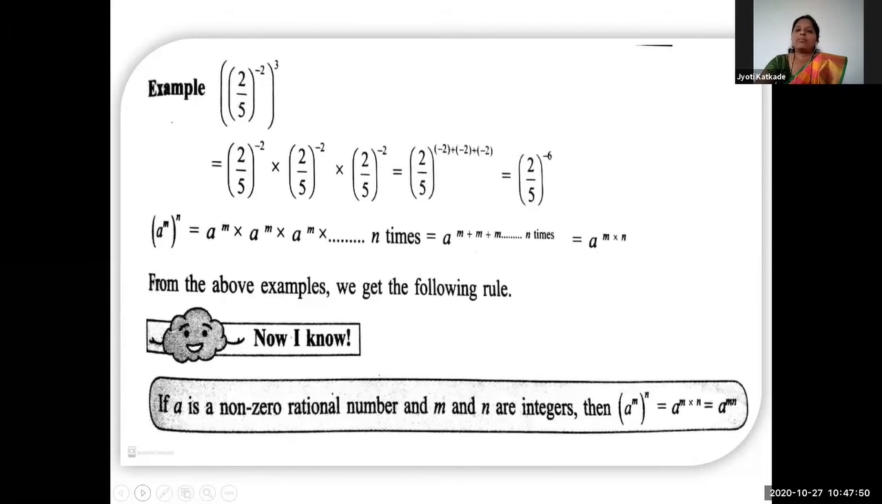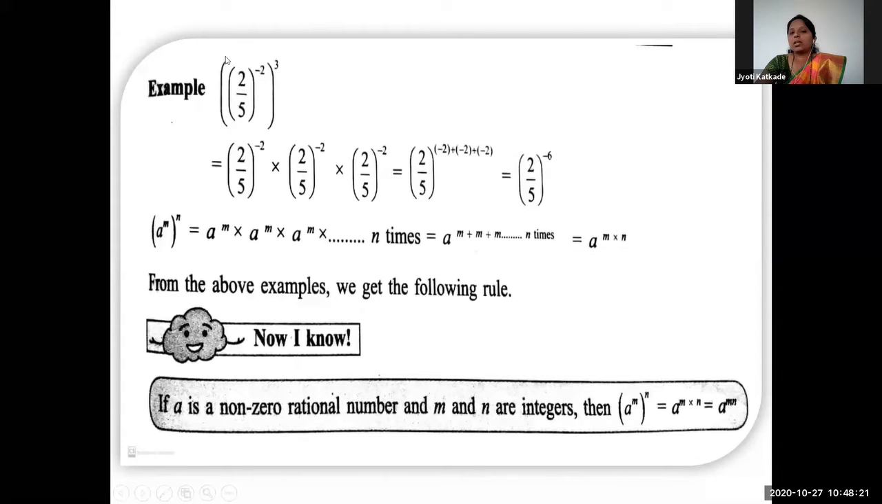It means if power of power is given, always keep in mind, then take the multiplication of both powers. When power of power is given and the base is only one, where a is the base, the power of a is m and again the power is n, take multiplication of both powers, we get a^(m into n).